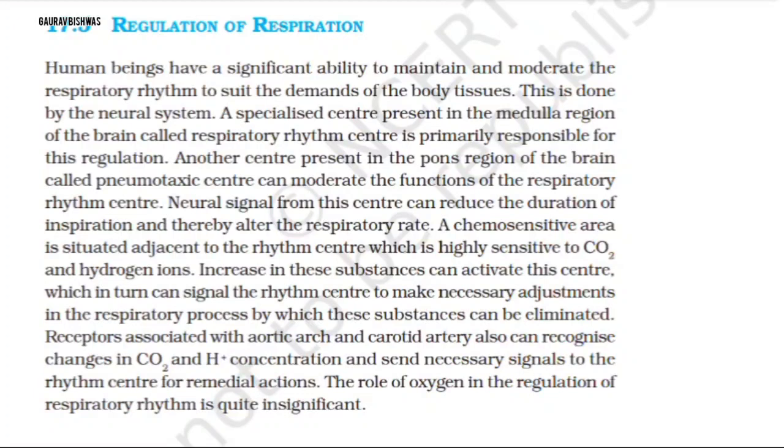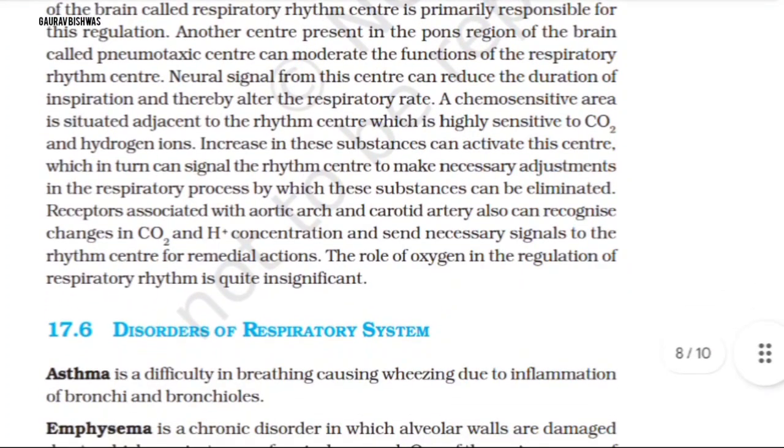A chemosensitive area is situated adjacent to the rhythm center, which is highly sensitive to carbon dioxide and hydrogen ions. An increase in these substances can activate the center, which sends a signal to the rhythm center to make the necessary adjustments in the respiratory process, by which these substances can be eliminated. Receptors associated with the aortic arch and carotid artery can also recognize changes in CO2 and H plus concentration and send necessary signals to the rhythm center for remedial action. The role of oxygen in the regulation of respiratory rhythm is quite insignificant.